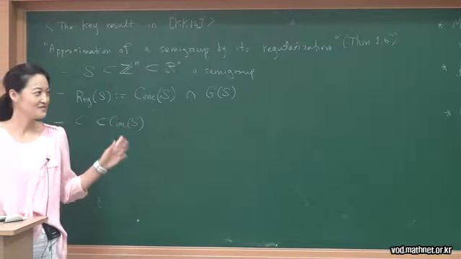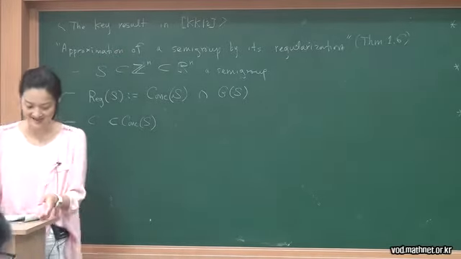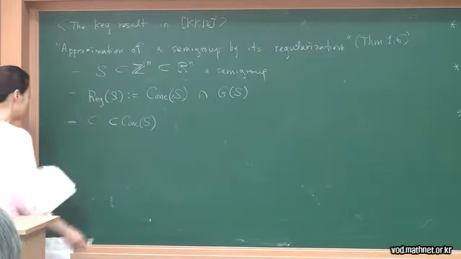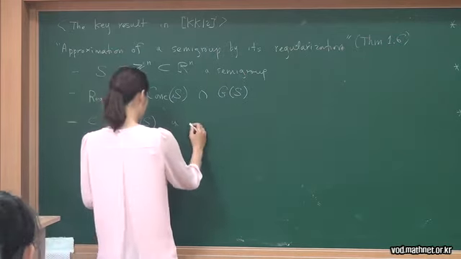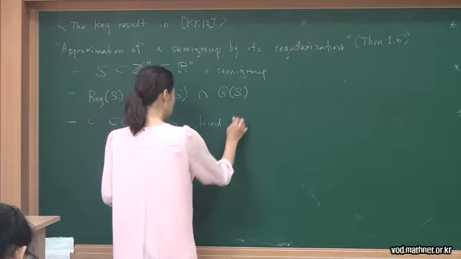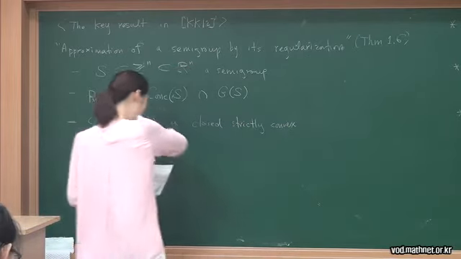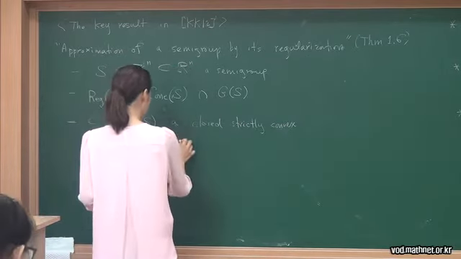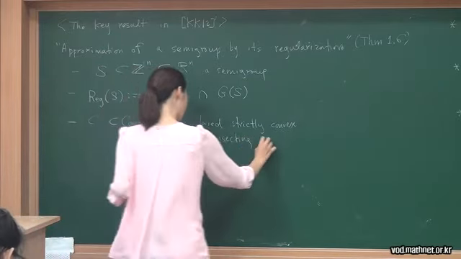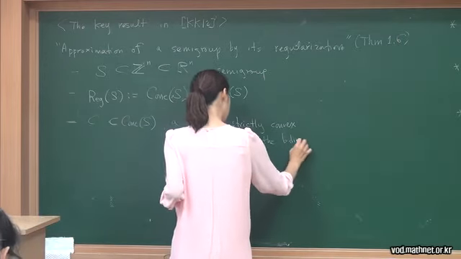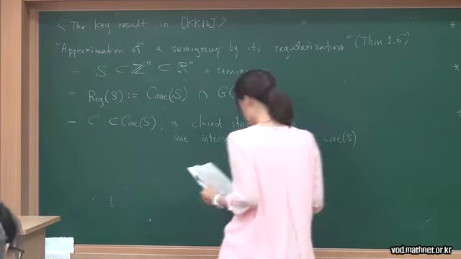And then today everything will be Euclidean geometry. It will be in R2, R3. So take any cone, well, not any cone, but a closed, strictly convex cone intersecting the boundary of cone of S only at the origin.